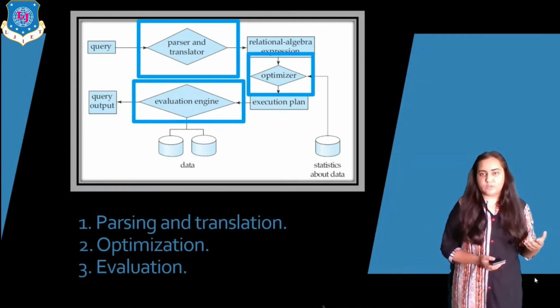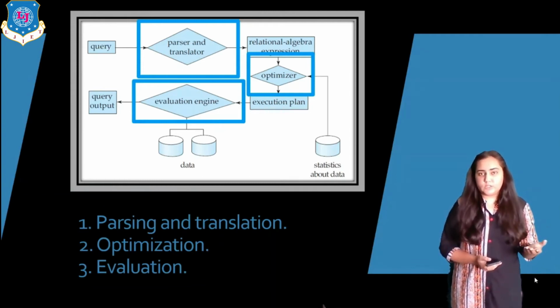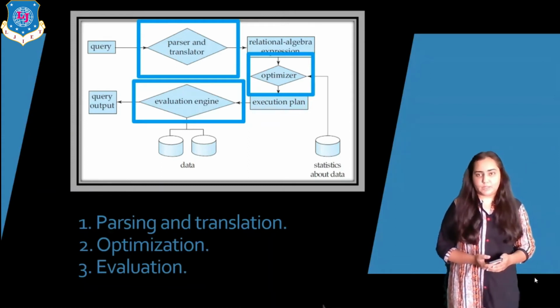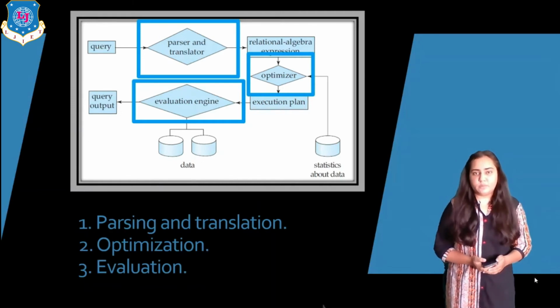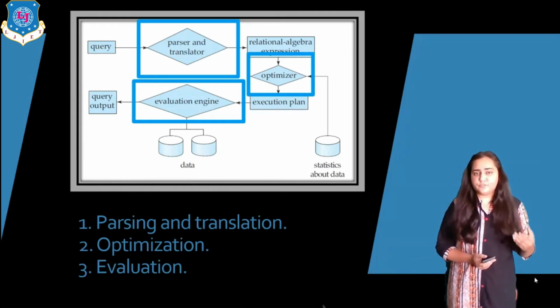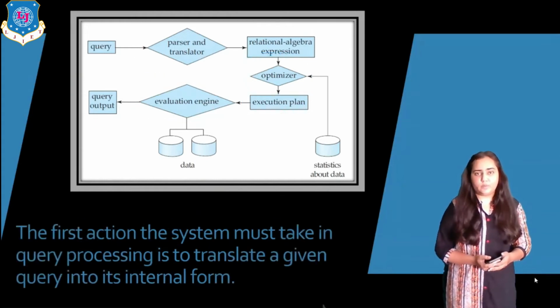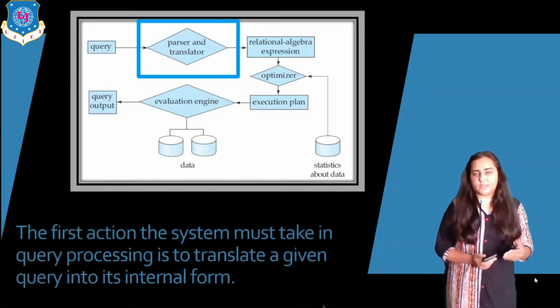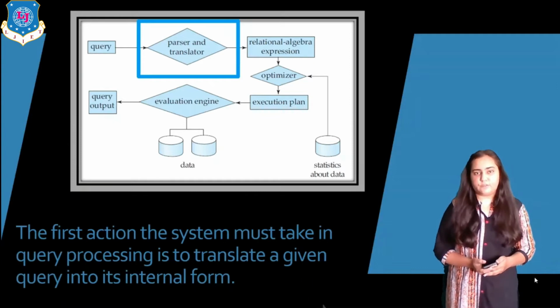So in parsing and translation, the query is parsed and translated. In optimization, the query is optimized to make it cost less to the system. And finally, in evaluation, the query is actually implemented. So we are going to see one by one all these phases. So first, let us begin with the parsing and translation phase.